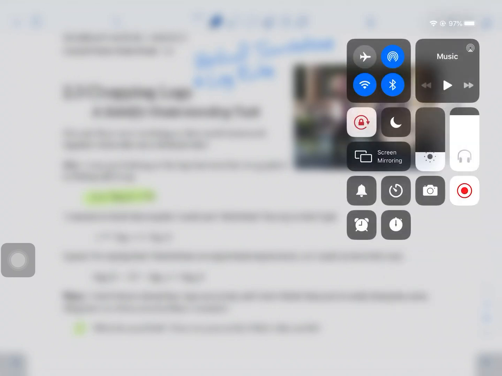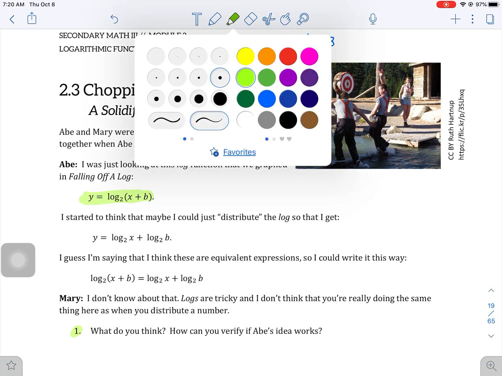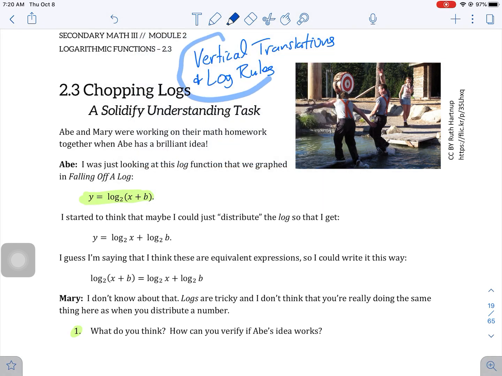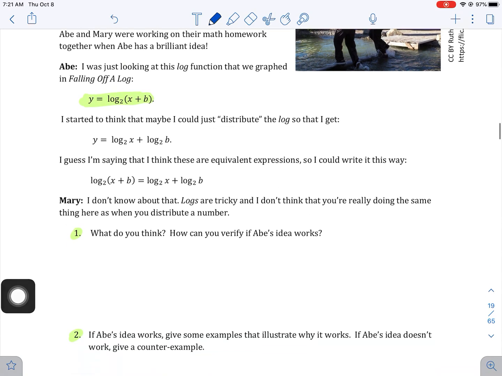Welcome. This video is really going to be about vertical translations and using that to figure out a log rule that we can use. Okay, so when you're looking at this, Abe says, y equals the log base 2 of x plus b. Is that the same thing as log base 2 of x plus log base 2 of b? And that's what we're going to investigate.